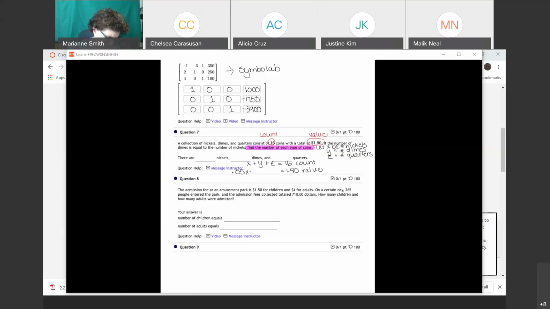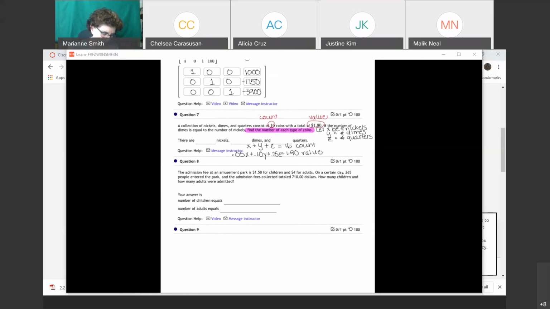So here's my nickels, my dimes, and my quarters. Okay, everybody see the values? Okay, so you turn this into a matrix, an augmented matrix. And again, 0.05, 0.10, 0.25, 1.90, and you RREF, either on your TI-84 or on Symbolab.